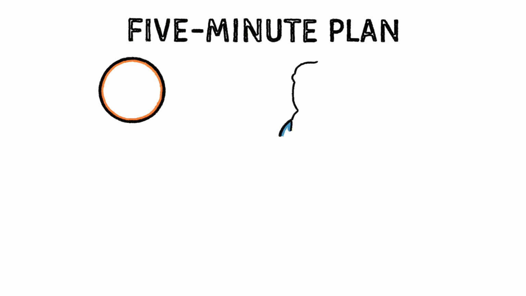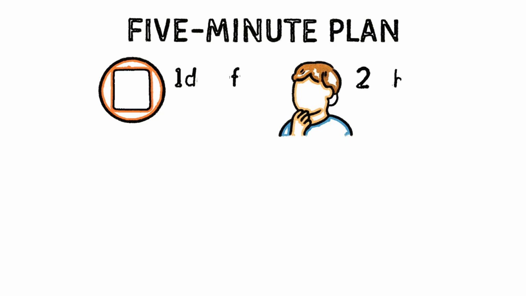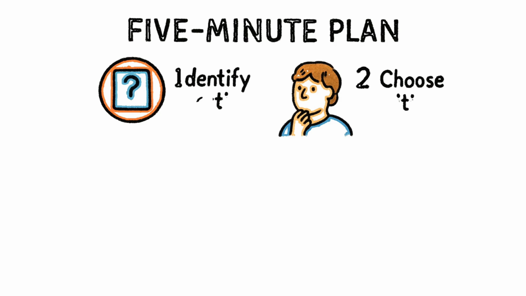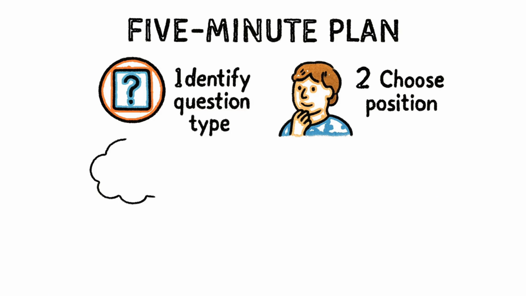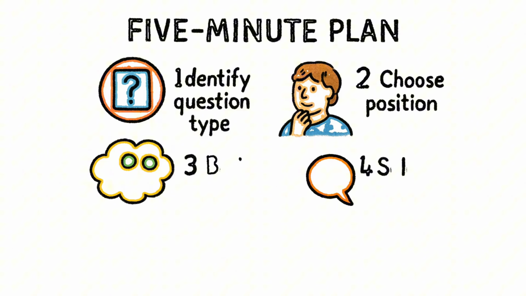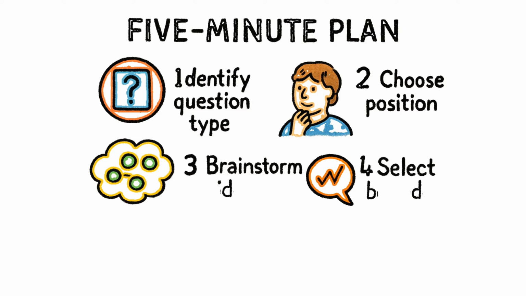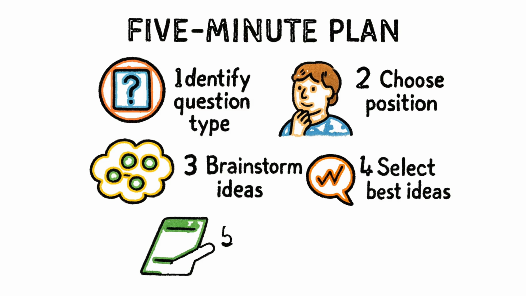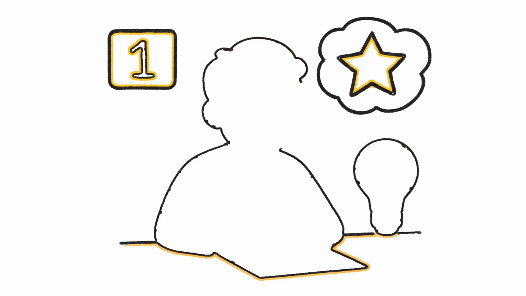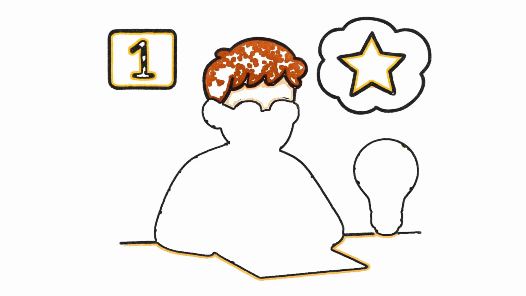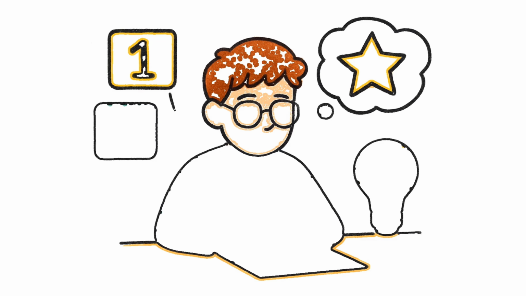So here is your 5-minute planning strategy for the exam. 1. Identify the question type. 2. Choose your position. 3. Brainstorm ideas using our formula. 4. Select your best 2 ideas. And 5. Only then do you start writing. When you follow this system, your mind won't have time to panic. It will have a clear, step-by-step process to follow, allowing you to generate strong ideas quickly and confidently.